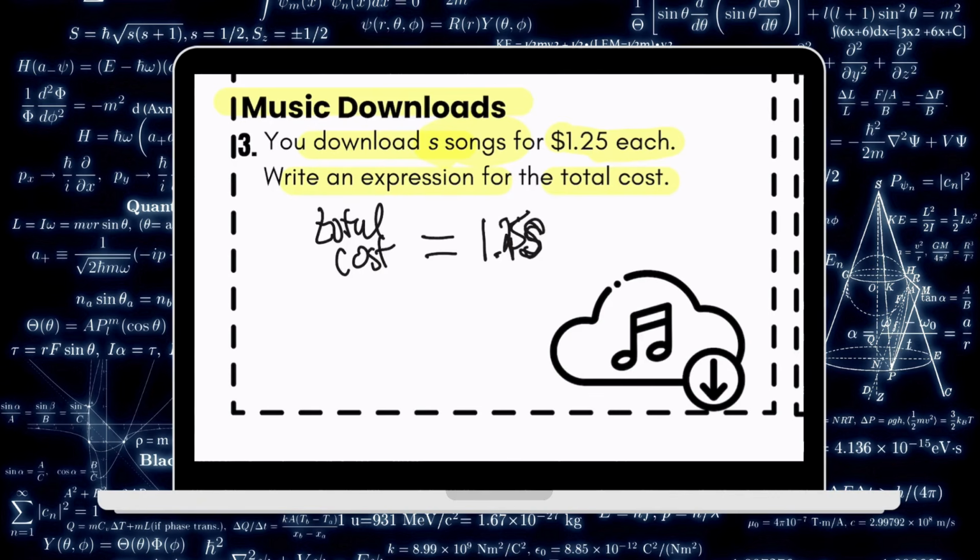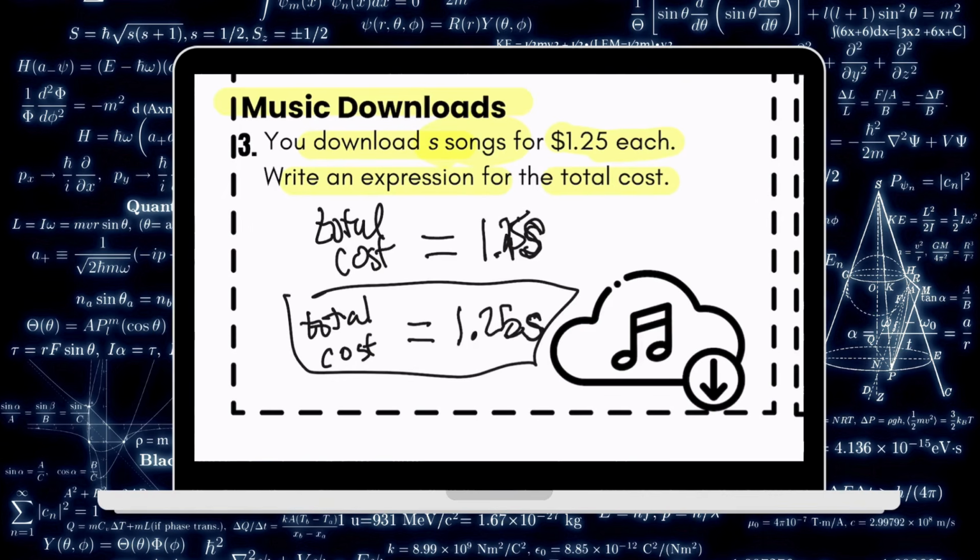So our total cost, and that looks pretty sloppy, so let's rewrite it. Our total cost, and if you haven't noticed already, nice handwriting is not my forte, $1.25 times S. So we just write it right next to each other. And that's our answer for number 3. And actually, as an algebraic expression, I would just write $1.25 times S. This would be an equation.